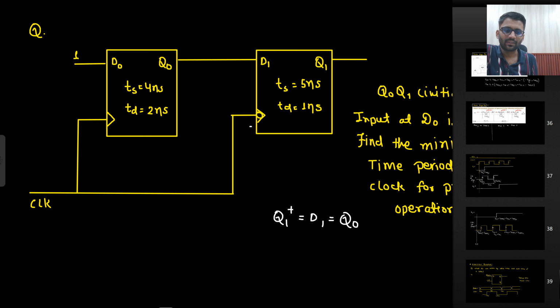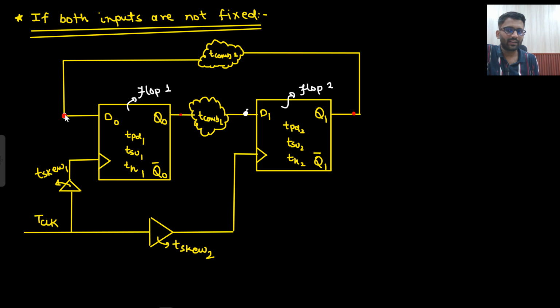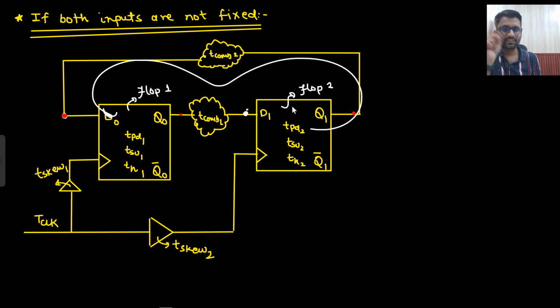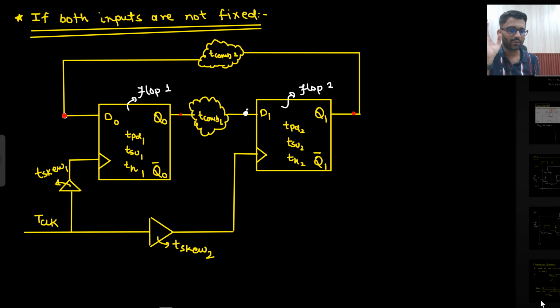Where was that example? In the end, we wrote a conclusion. So there, even though it was not stable, still we said that we will consider it to be stable. Here also it was not stable. When I was going from flop 2 to flop 1, I still considered it to be stable. And when I was going from flop 1 to flop 2, I considered this input to be stable. So that we are going to do. Okay.